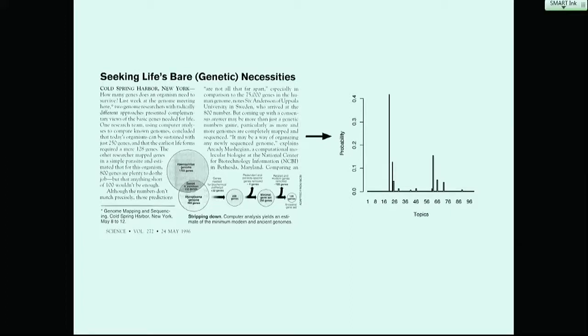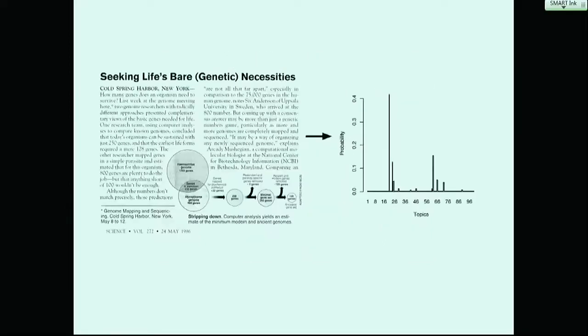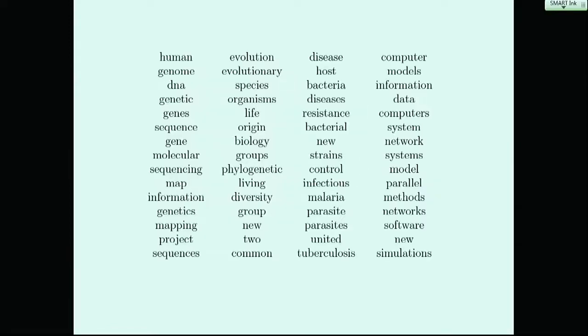And further, you remember each of these topics is associated to a distribution over terms, and I can look at the most frequent terms from the most frequent topics of this article, and they look like this. Human, genome, DNA, genetic: words about genetics, words about evolutionary biology, words about diseases, words about data analysis. So somehow the topic model is representing this article in terms of its topics, and at least for these topics, it seems to make sense to us as it's capturing some kind of meaningful themes in the collection.